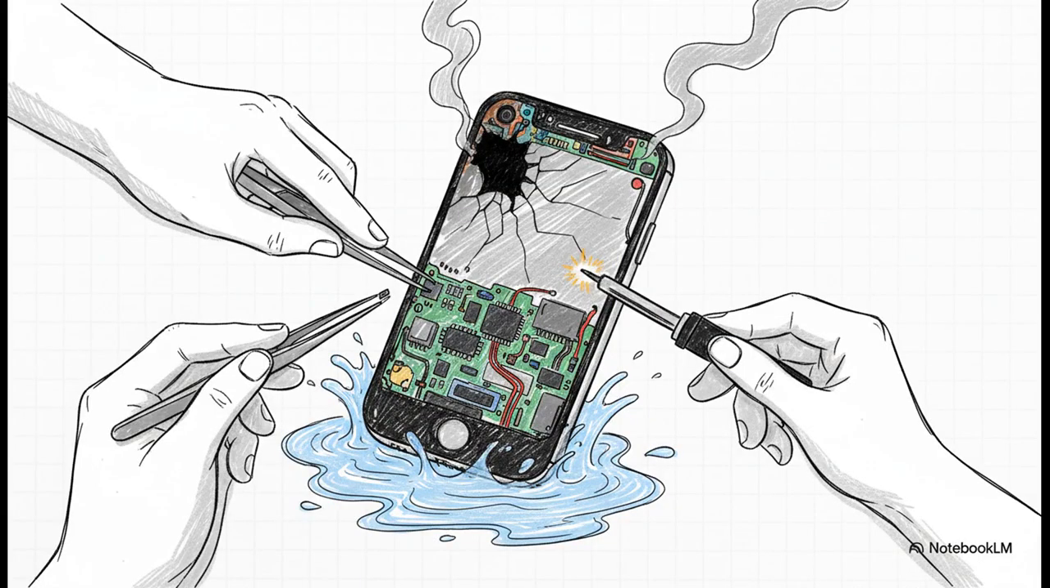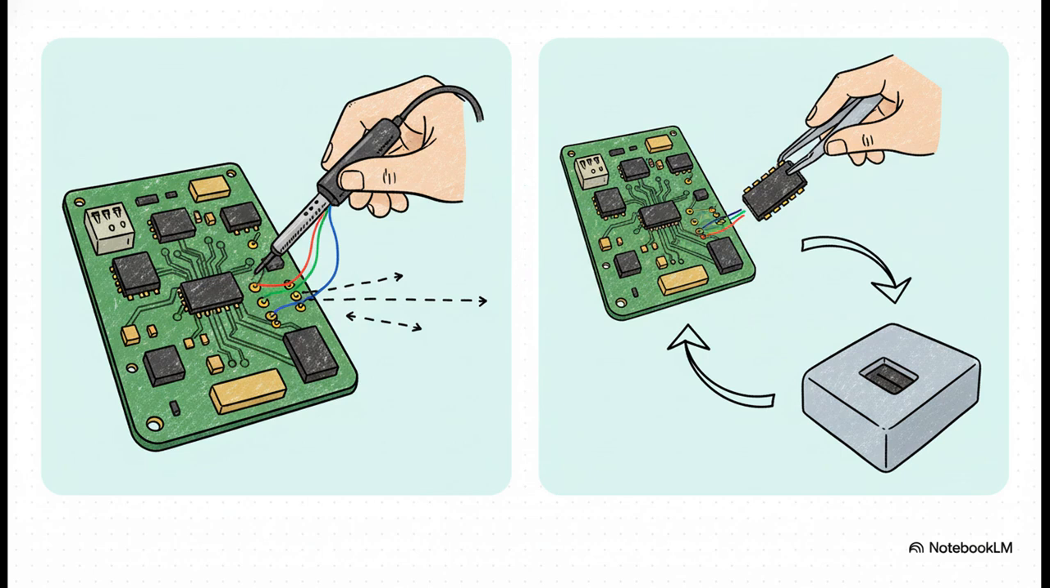But what if the phone is just obliterated? Smashed to bits, soaked in water, totally dead. When all those software tricks are useless, the forensic work gets a lot more physical. We're talking about something that looks more like microsurgery. Yeah, these are the absolute last resort methods.